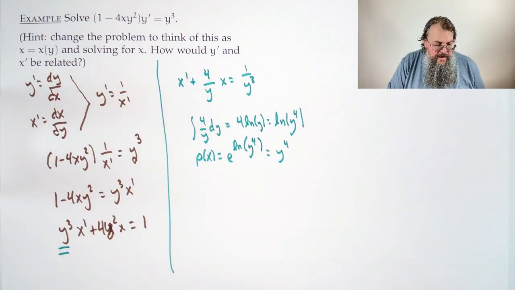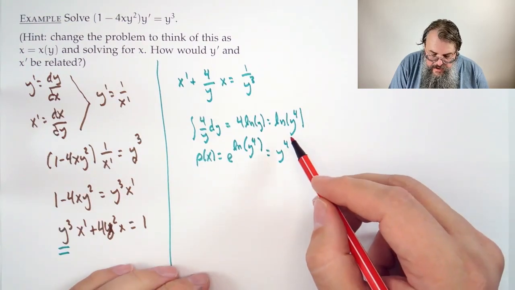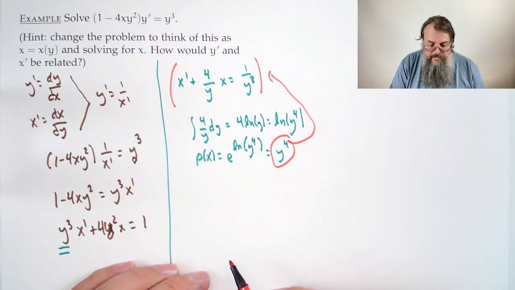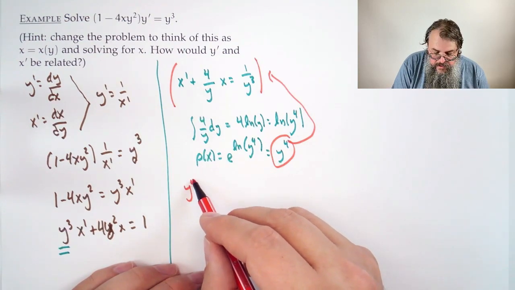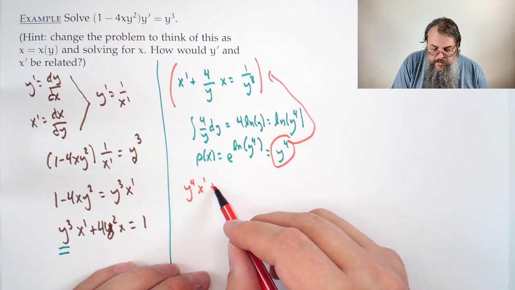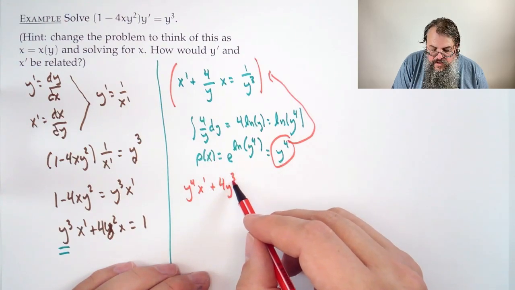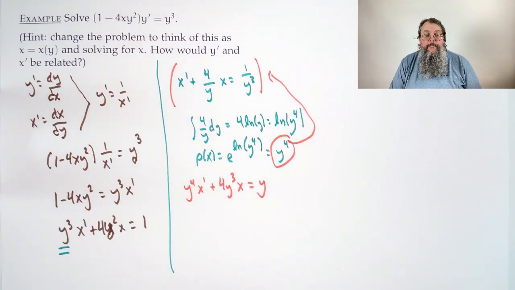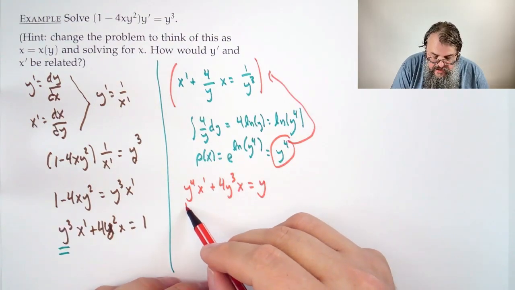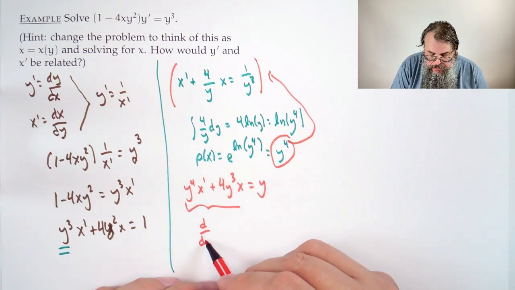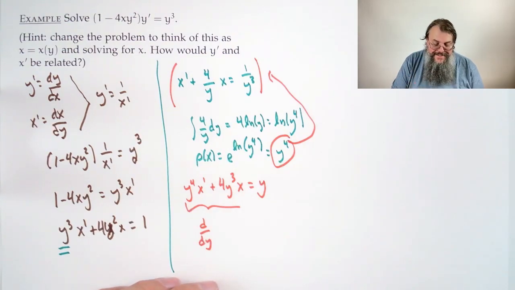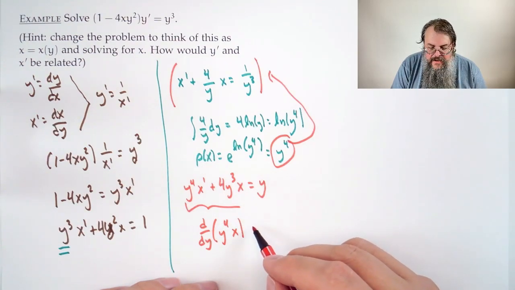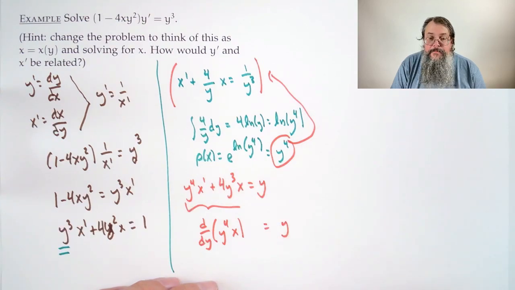So we take our y to the 4th, what we just found here, and we're going to multiply everything there by y to the 4th. And doing that, we'll get y to the 4th times x prime plus 4y cubed times x equals y. The left-hand side, well, this is a derivative with respect to y. Gotta keep track of what variables we're using. Y to the 4th times x. And on the other side, we have y.